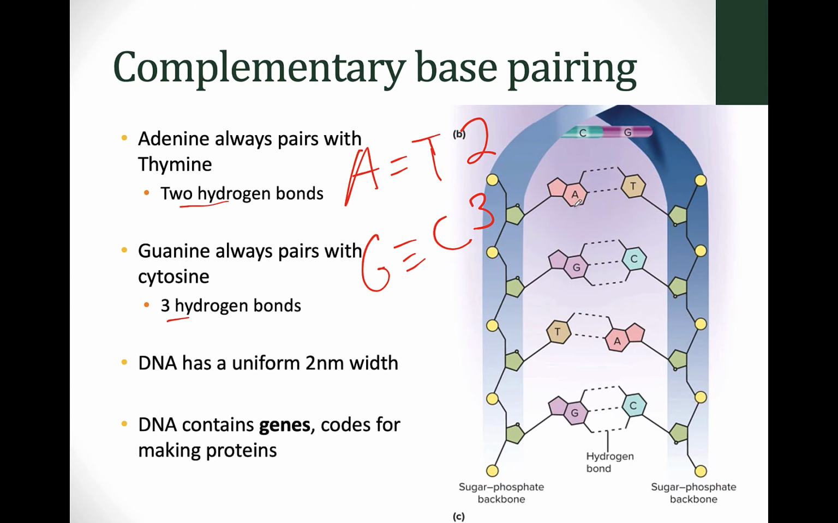So if you look at this, we have a purine, something with 2 rings, always bonding with a pyrimidine, something with 1 ring. And that helps to keep the DNA width uniform, 2 nanometers apart, so that the ladder is straight, right? You wouldn't want a ladder that looks like this. That would be super funky. So by having something with 2 rings and something with 1 ring that always pair together, that keeps this width of the DNA always the same. And you don't have to remember the number, you just need to know that it stays the same.